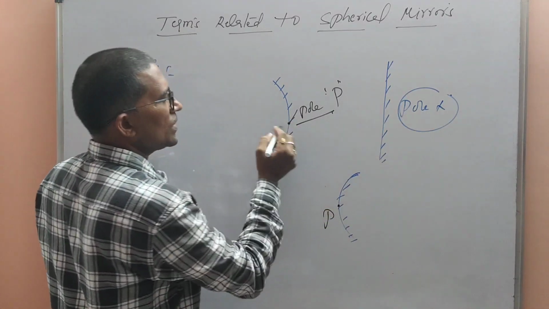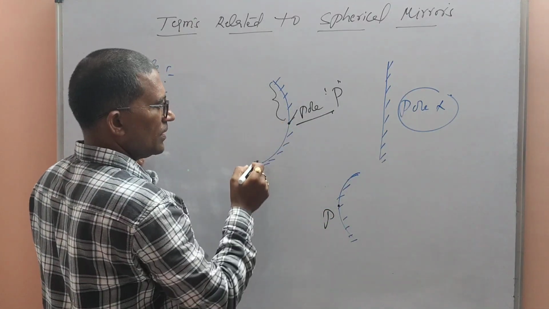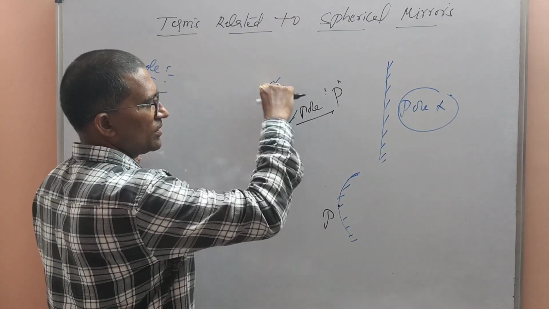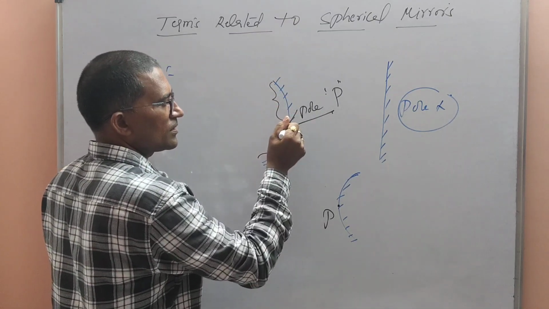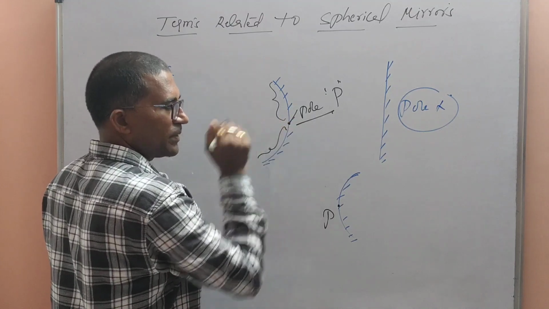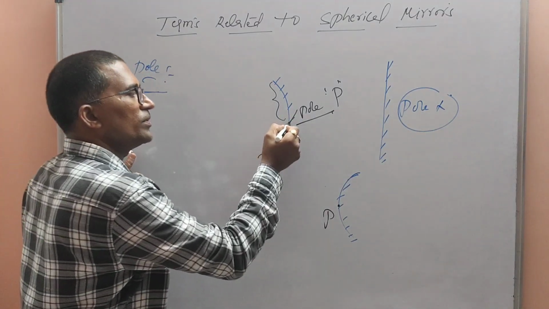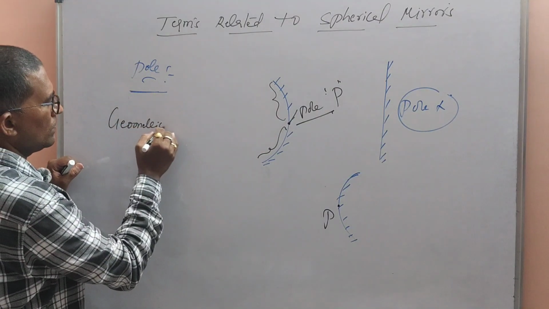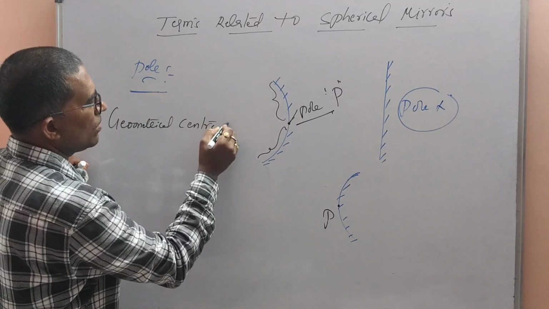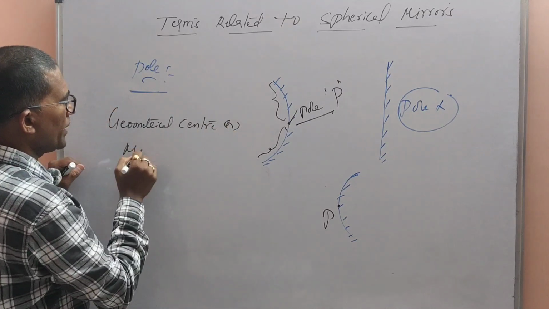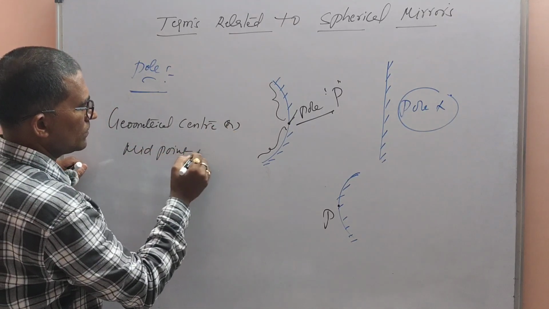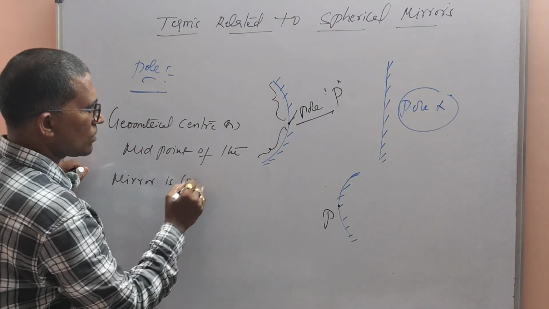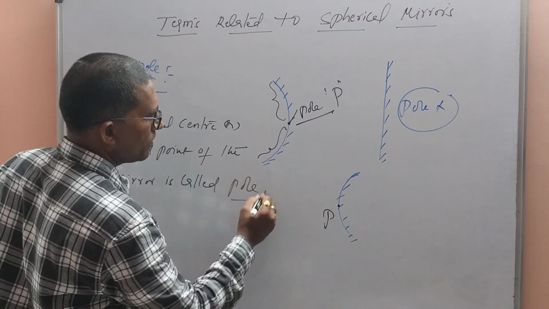The geometrical center: the distance from here to here and here to here is the same. It is the exact midpoint of the mirror. If I measure the distance from here to here and here to here, it is the same, so this is the midpoint of this reflecting surface of the mirror. This is what is called the pole. The geometrical center or midpoint of the mirror is called the pole.